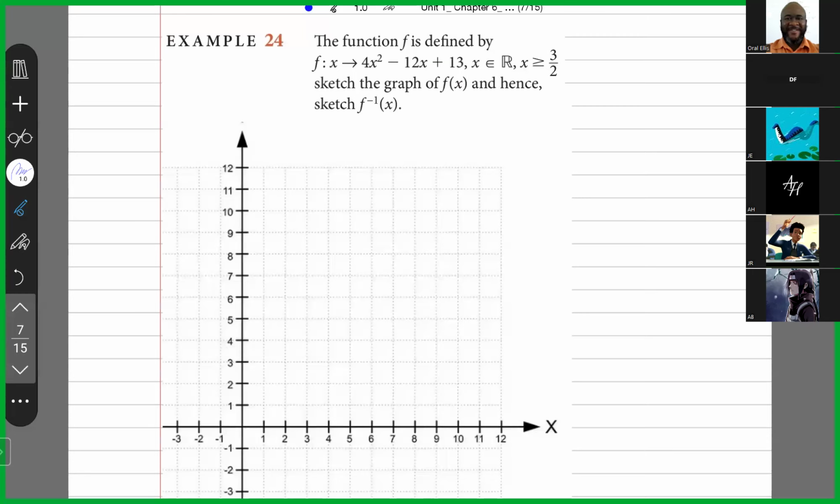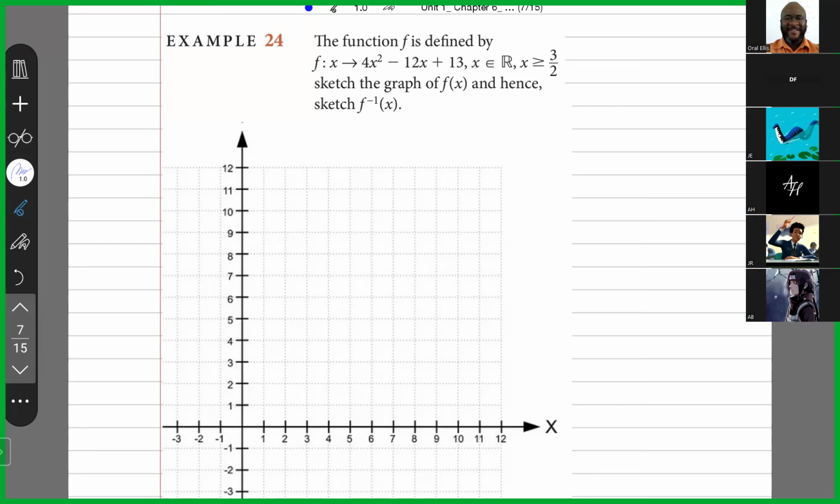All right, example 24. The function f is defined by f of x is equal to 4x squared minus 12x plus 13, where x is greater than or equal to 3 over 2. So more than likely, this is my x is equal to minus h. We're to sketch the graph of f of x and hence sketch f inverse of x.